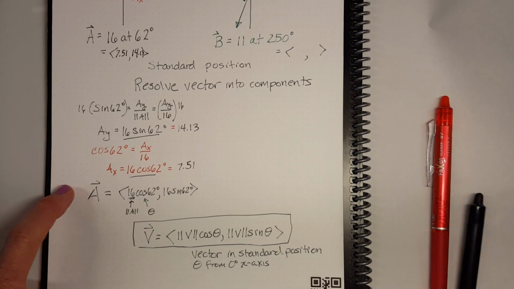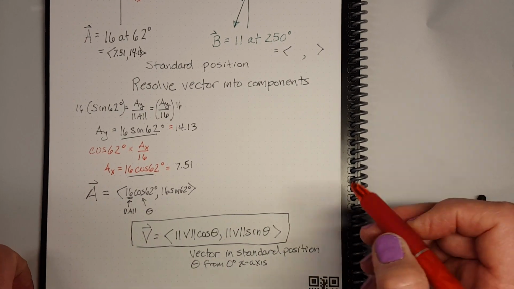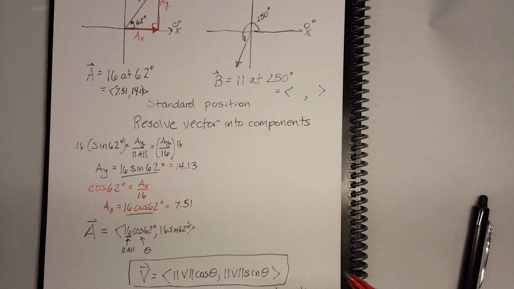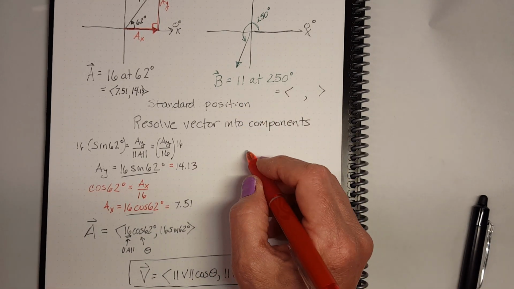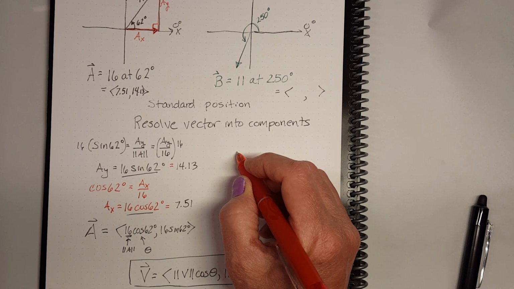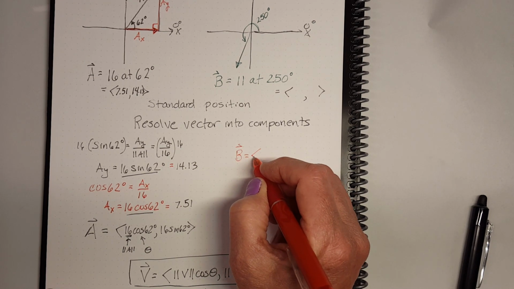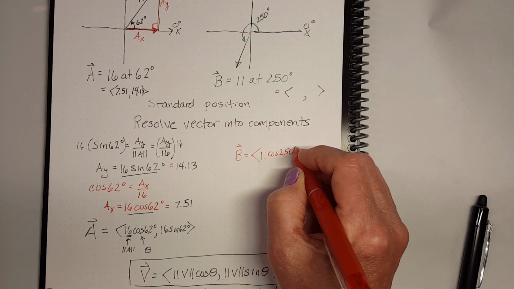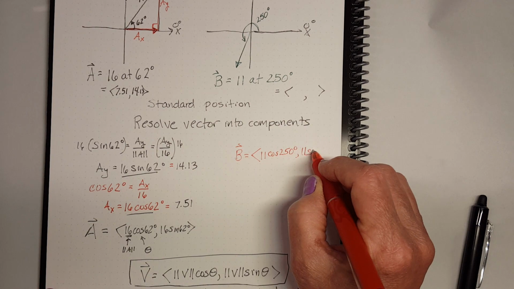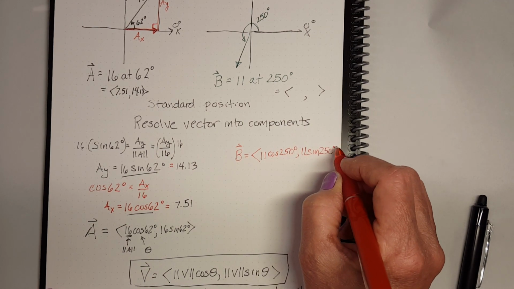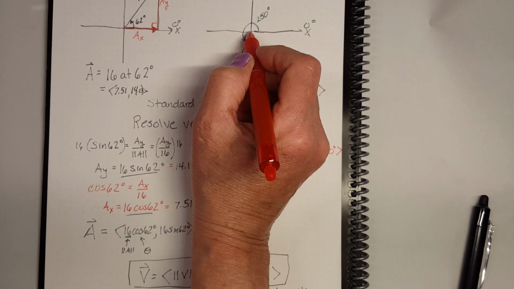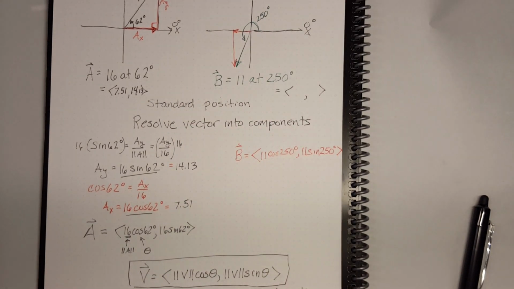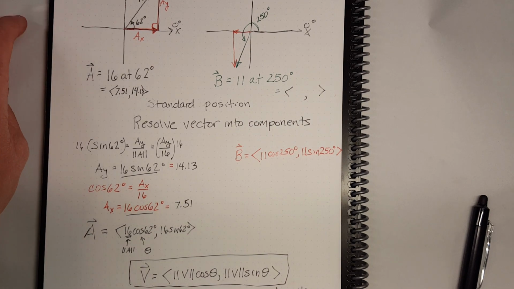Okay, so now let's try it for vector b. We're going to use this formula and we're going to do vector b. So we see that vector b was given as 11 at 250. So the components of vector b are going to be 11 times the cosine of 250 and 11 times the sine of 250. And when I do that, I'm going to get my x and my y. Now I'm expecting those should both be negative because I'm in the third quadrant.